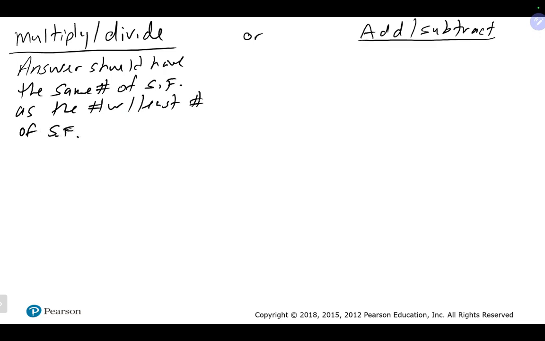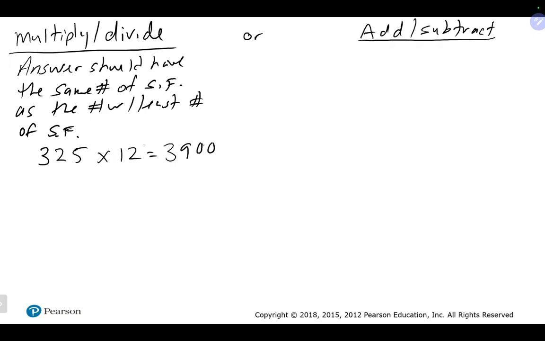So when you multiply and divide, you're looking at all the numbers, you're either multiplying or dividing, and you're looking to see which of those numbers has the least amount of significant figures. And that's the exact same amount of significant figures your answer should end up with. So for example, here, if I did 325 times 12, grab my calculator here, 325 times 12 gives me 3900 in this case.